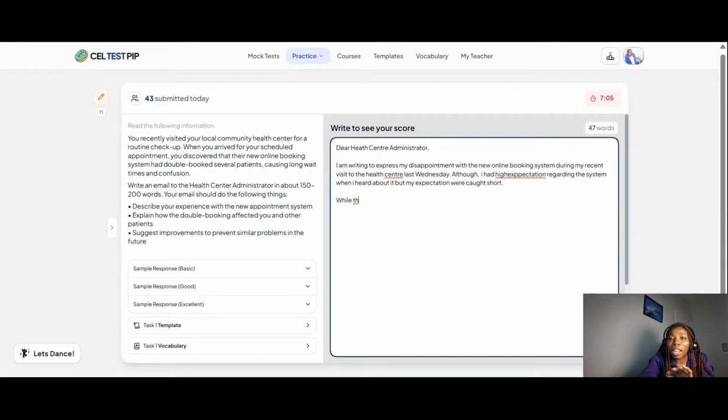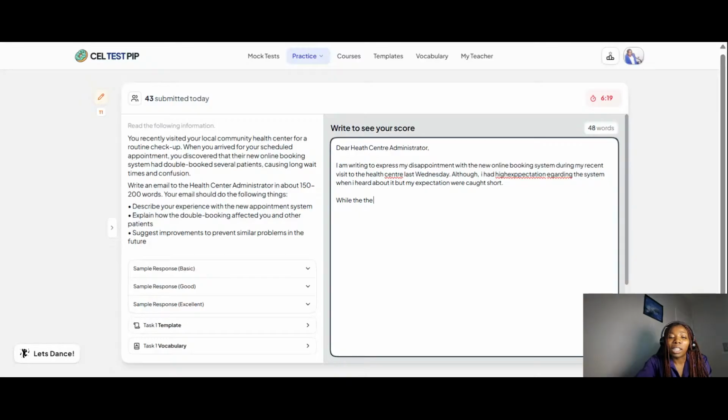You see why I try to use certain words. For instance: although I had high expectations regarding the system when I heard about it, my expectations were cut short. Or I can say, although I was excited to hear about it. I try as much as possible to use complex sentences, but do not force it if it doesn't work. Don't use only simple sentences, breaking your sentences too much, because they grade you for your grammar, and the kind of sentences you use is part of what is graded here.